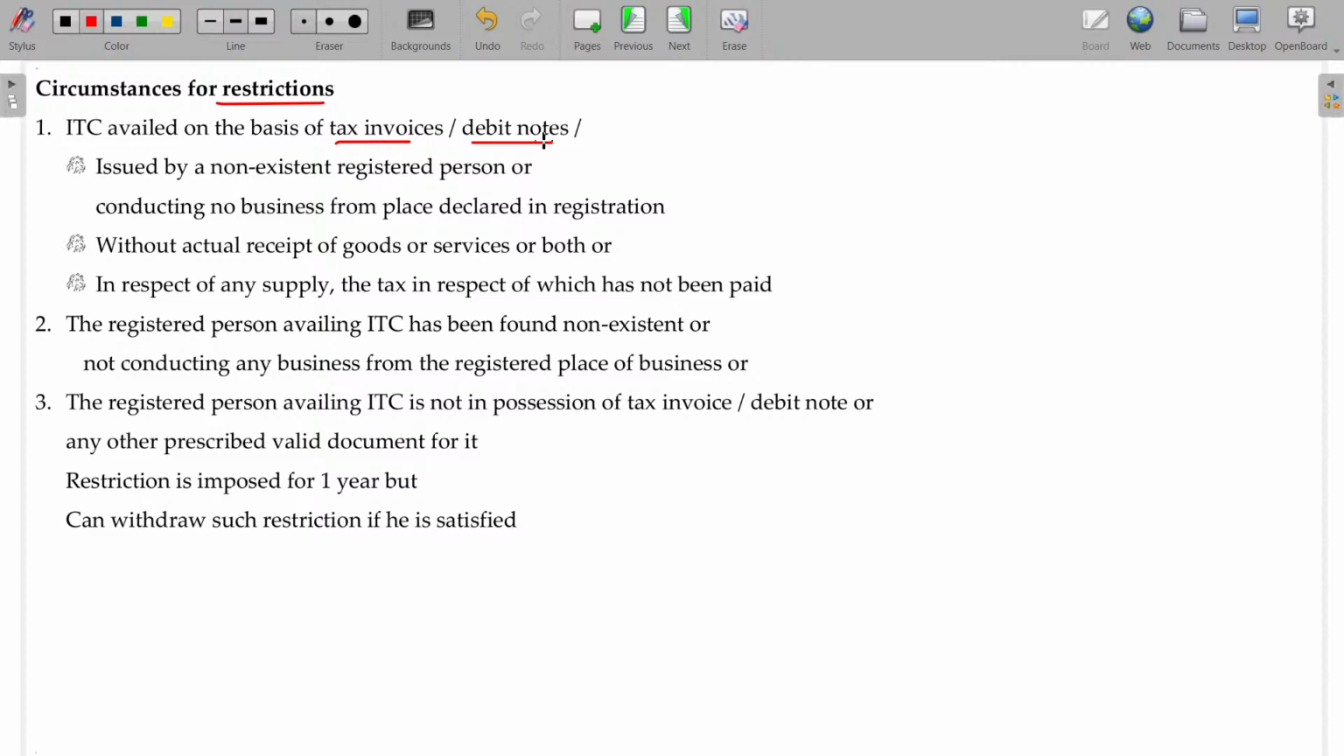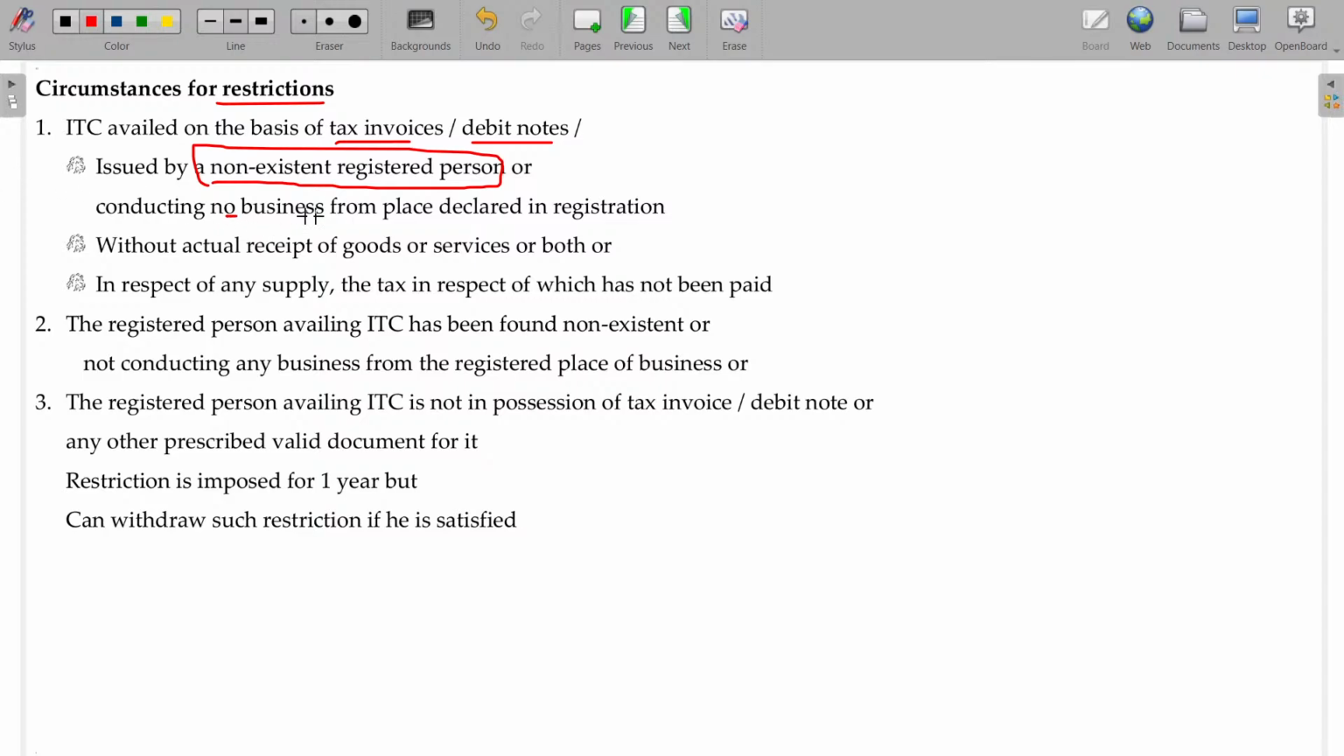But if these tax invoices and debit notes are issued by a non-existent registered person, a bogus person, you might have seen the news, lots of bogus tax invoices. Based on this, some assessees claimed the ITC. So if you claim it, the ITC claimed is automatically restricted, blocked, not to be used for any other purpose until the investigation is over.